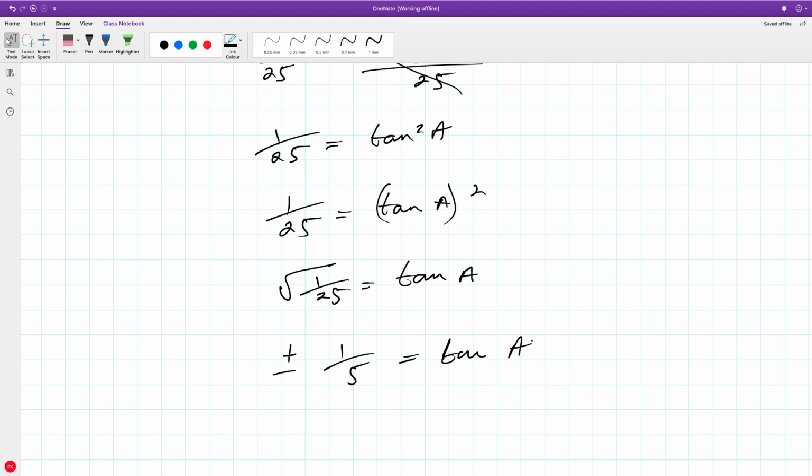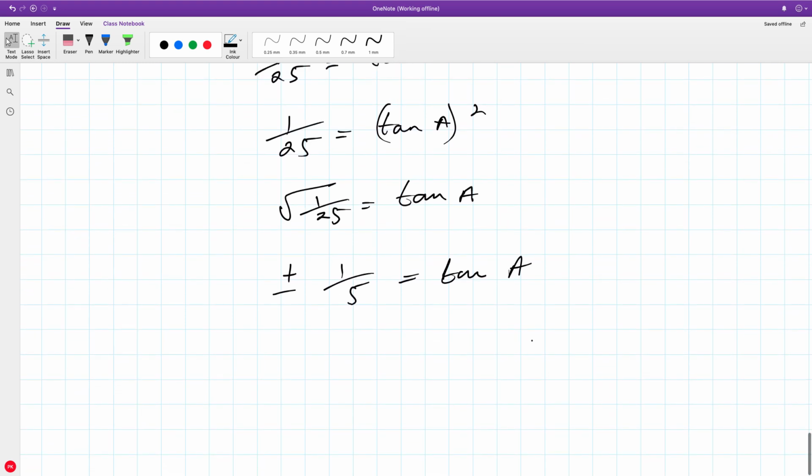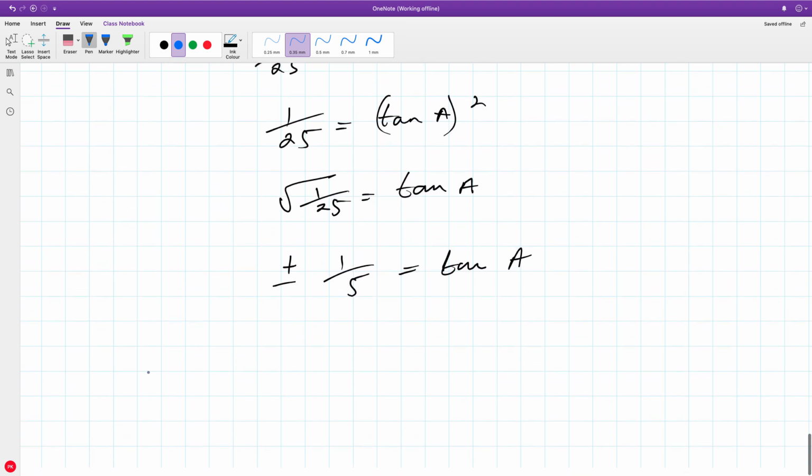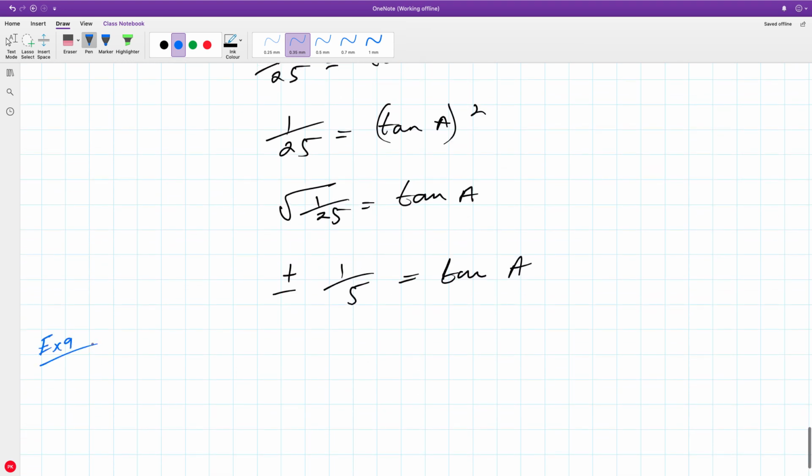Right. Let's have a go at this one. Last one of these where we move on to the different formula. Example number 9. The sine of 2a is equal to 7 over 25, where a is an angle between 0 and pi over 2. Find tan a, sine a, cos a.